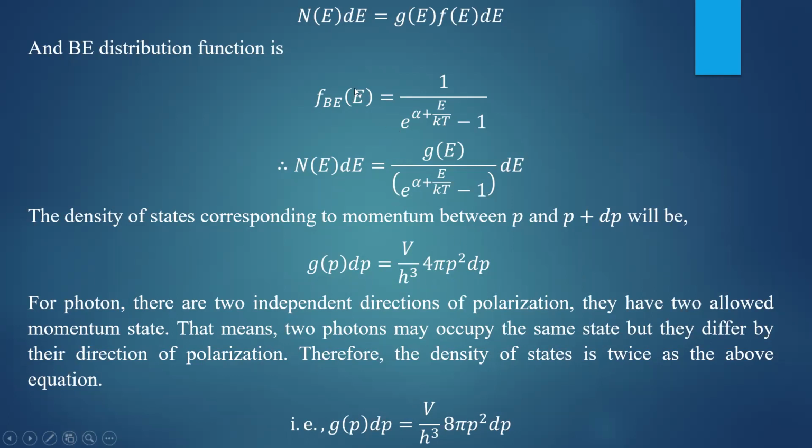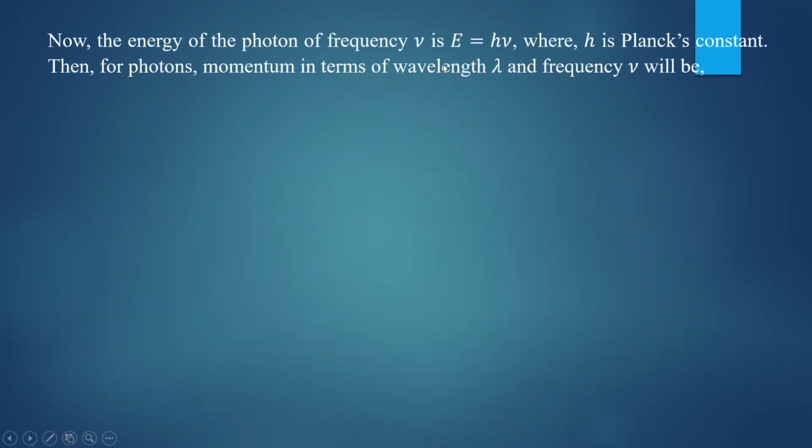So just observe, we have substituted for the distribution function here. And now we are trying to find out the density of states, so that you can get the number of photons having the energy. That is our aim. We have to find N of E. We need the density of states and the distribution function. The distribution function is already known to us. We have to find out the density of states for these photons. Now this is in terms of momentum space. Convert this into energy space.